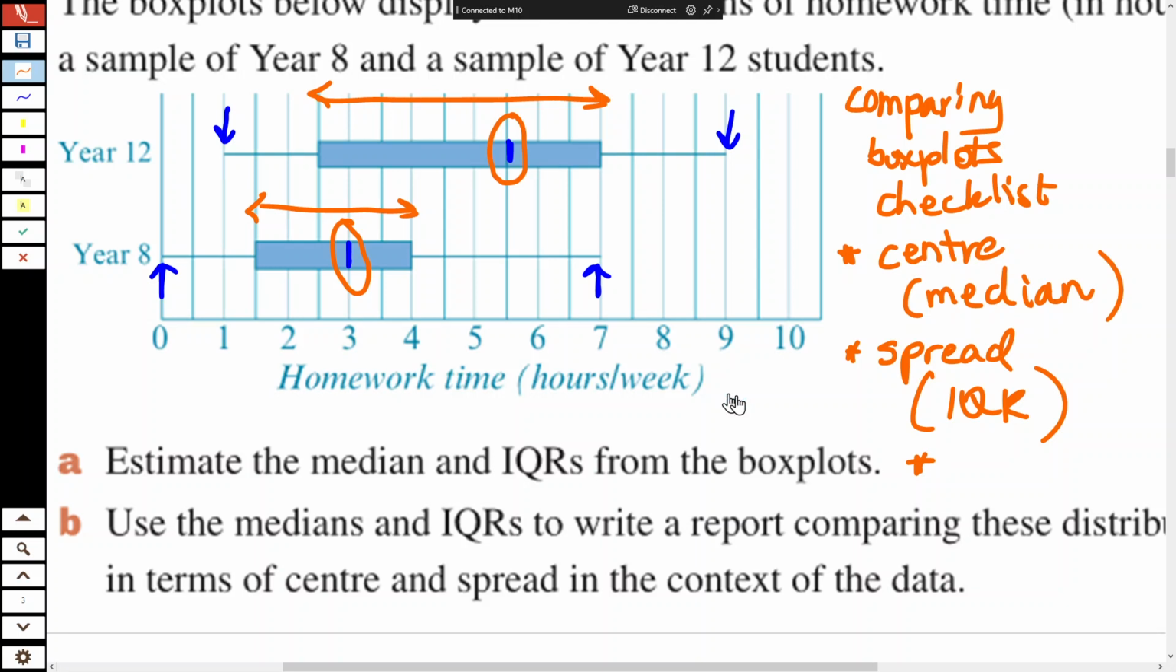And the last thing you want to look at is shape. So by shape, I mean skew or symmetry.